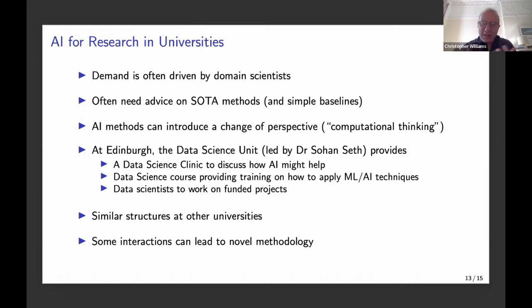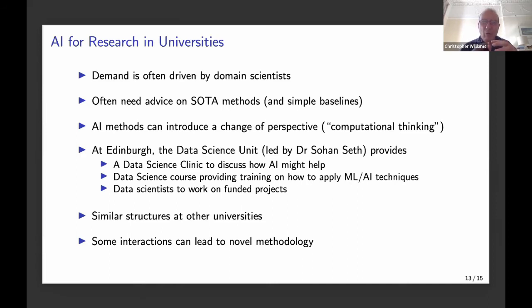Of course, looking at problems from data science or AI perspectives can introduce a change of perspective, which might be called computational thinking. That phrase is from Jeanette Wing. I think it's interesting to see how this works, at least for us. The Data Science Unit runs a clinic to discuss how AI might help. There have been statistical clinics going on for a long time, but maybe there's a slightly different focus on the kinds of methods that can be used here. And of course, also training courses on how to apply machine learning and AI techniques in science. One of the things the Data Science Unit is doing as well is that we have a number of data scientists who can be deployed to work, say, fractionally part-time on different funded projects.